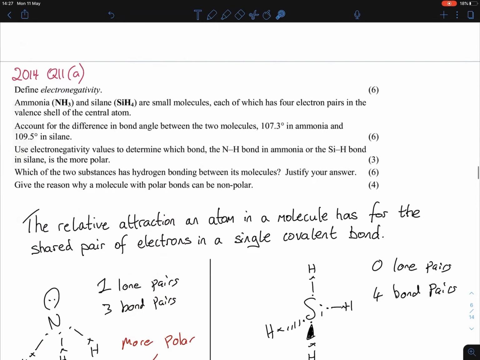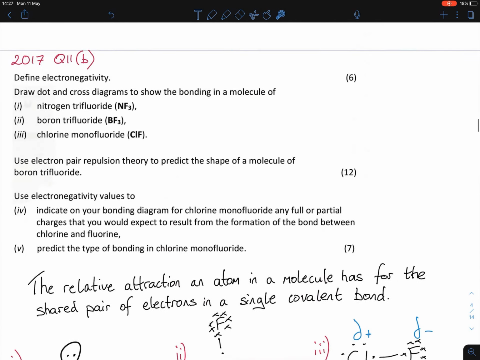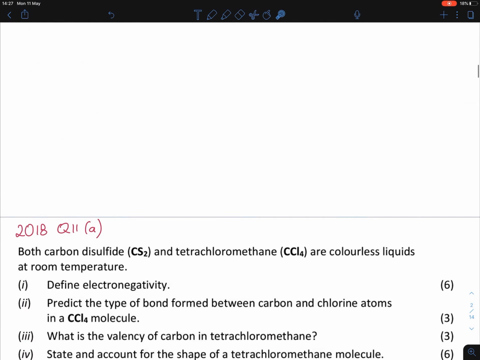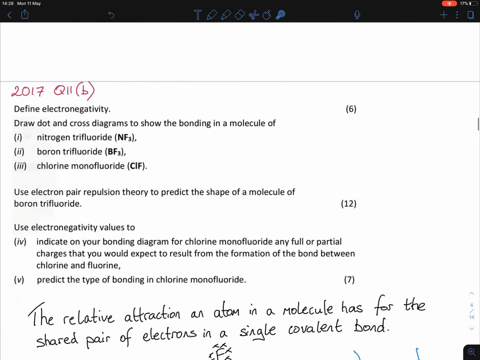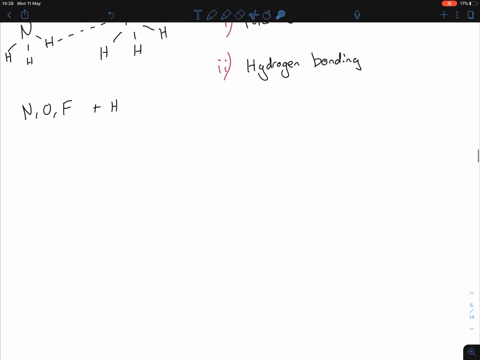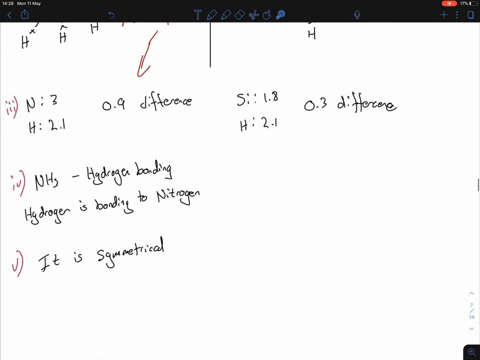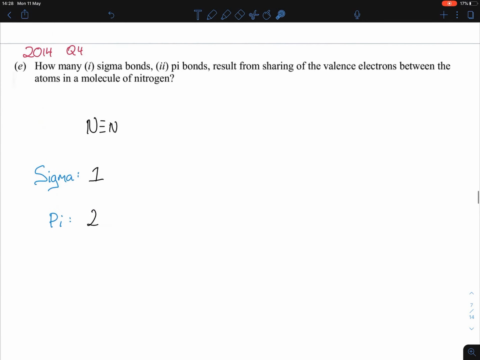You also need to know the differences between sigma and pi. So there are 2 things that you could be asked. One is the differences, and the second is how many in a single, a double, or a triple bond. And for a triple, it is 1 sigma and 2 pi. You're just learning that off now.